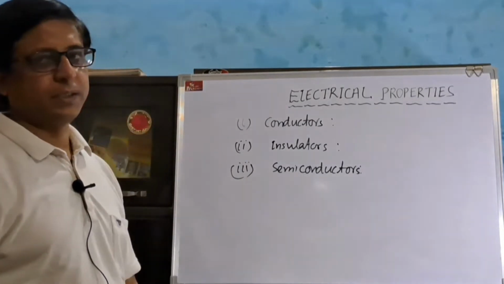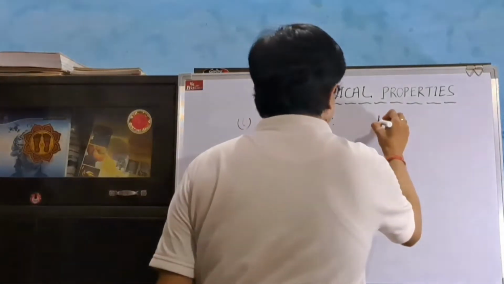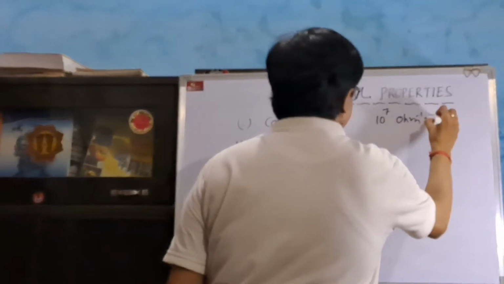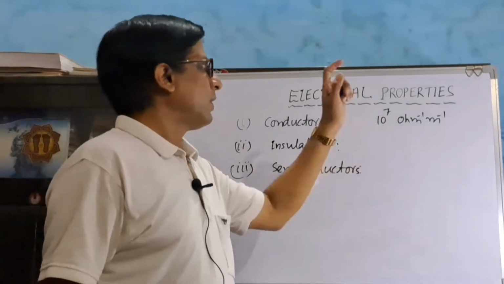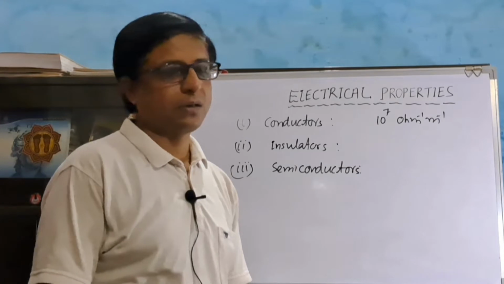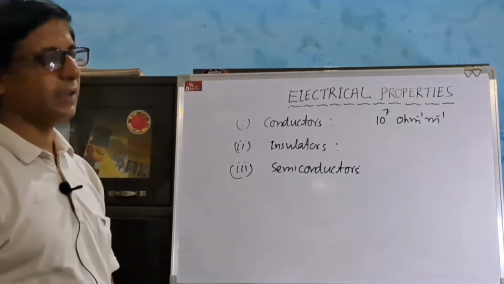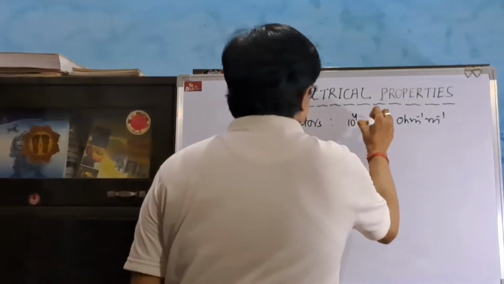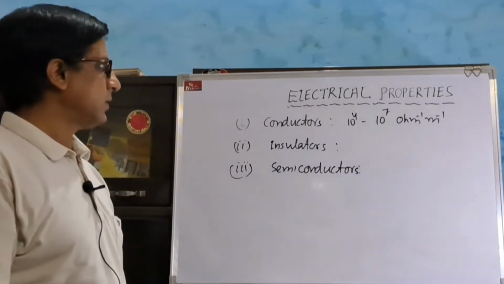In case of conductors, the conductivity is very high. It is of the order 10 to the power 7 ohm inverse meter inverse. All the metals have very good conductivity, and their conductivity generally ranges from 10 to the power 4 to 10 to the power 7 ohm inverse meter inverse.